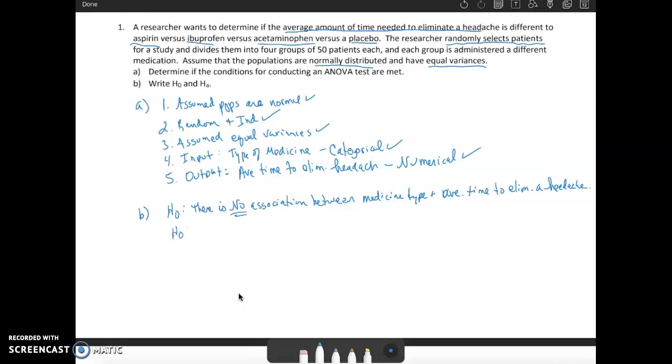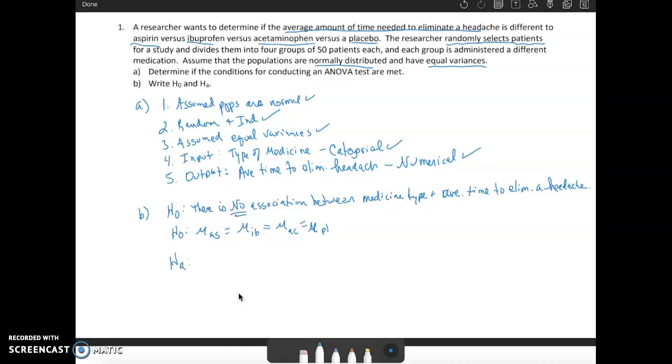The other way to write the null hypothesis is to say that the average time for each one of these medications is the same. So I could say that the mu, the population mean of, let's say, aspirin, is the same as the average for ibuprofen, is the same as the average for acetaminophen, which is the same as the average mu of the placebo. So you don't always have to write both of those. Those are just two different options.